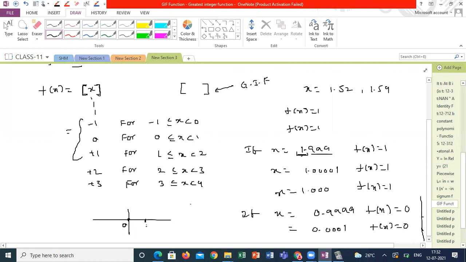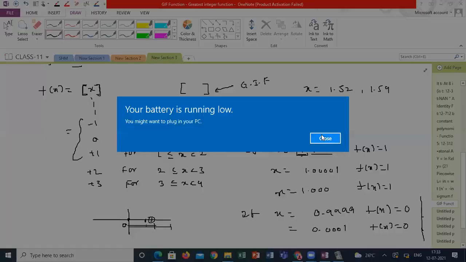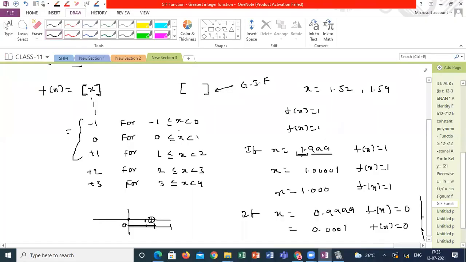Yes, sir. Suppose I'm taking 1.001, from 0 to 1.001, what is the greatest integer? 1. From 0 to 1.999, the greatest integer is 1. Is it clear, guys, what I'm saying? Any confusion? But in case of negative values, it is slightly different. Has anyone observed how negative values are defined?